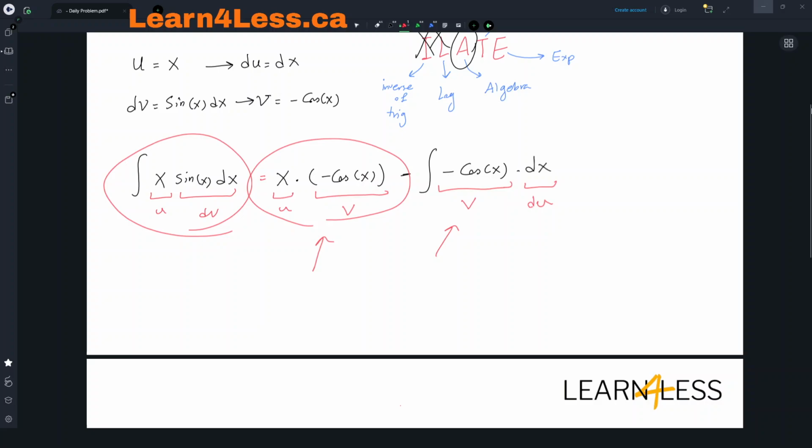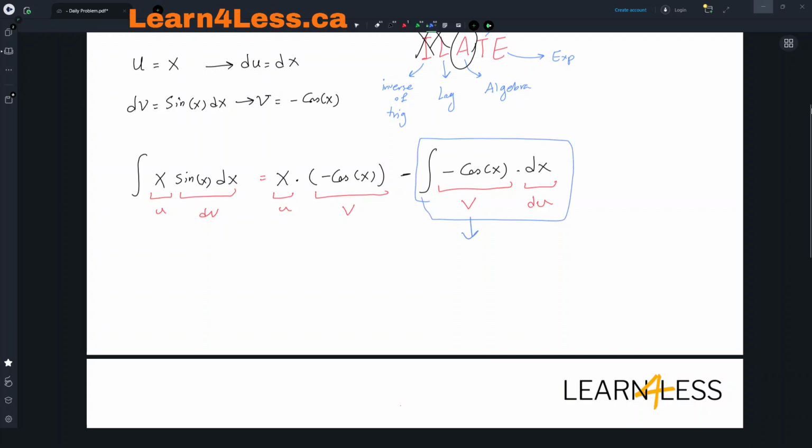Now we have basically converted this integral into this part, which is already integrated, and this integral, which is a simpler integral. To take the second integral, I can take out the negative sign. So it becomes negative integral of cosine of x dx, and the integral of cosine of x is sine of x. So overall, it would be negative sine of x.